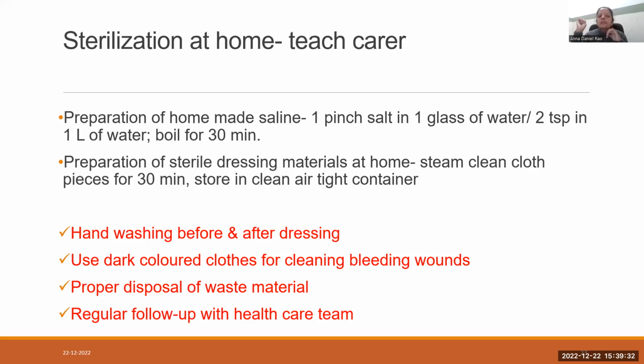Okay, and always washing before and after dressing, that should be taken care of by the caretaker. And whenever there is bleeding, always ask the relatives to keep the dark colored cloth pieces nearby.